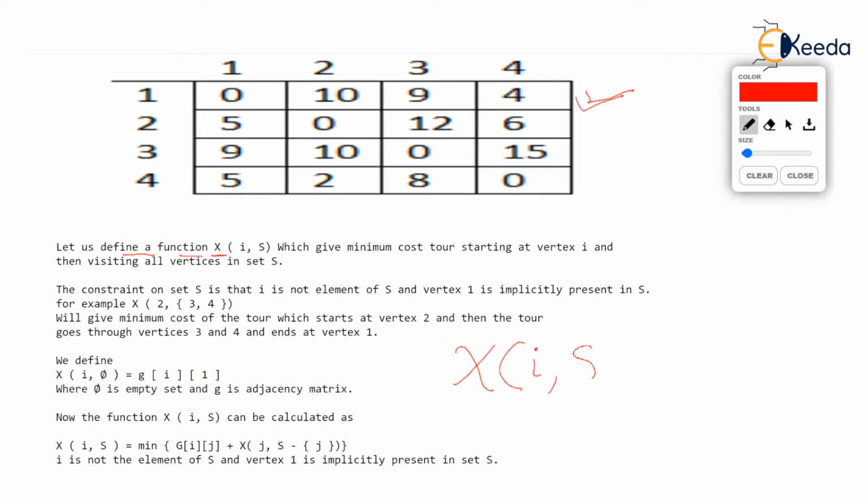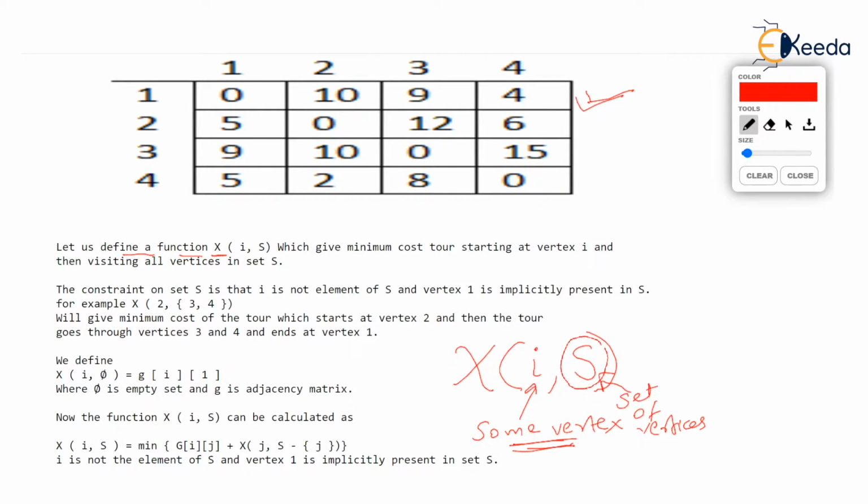I have purposely written S in capital. Here i is some vertex of the graph. Take some vertex of the graph, okay? And S is nothing but a set of vertices. So S is actually a set. I repeat, i is some vertex and S is the set of vertices, okay? But there is some property associated with this set S.